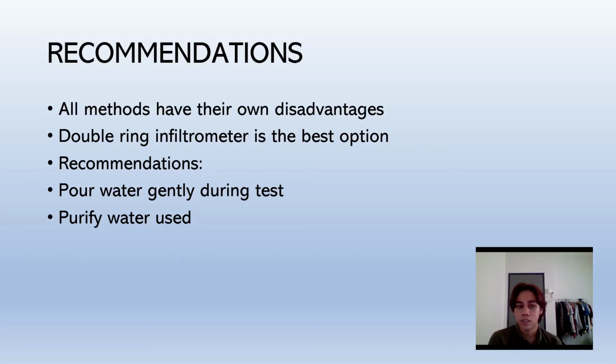So for recommendations, I would recommend pouring the water gently during the test. This is to not ruin the topsoil. And the second one would be to purify the water used, because as we know, impurities can affect the infiltration rate. So that is all for my part.